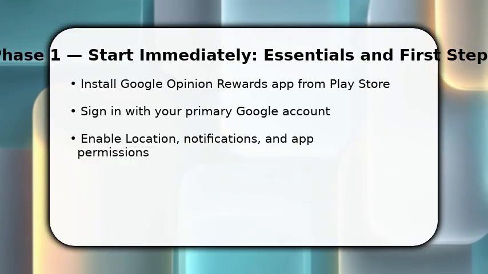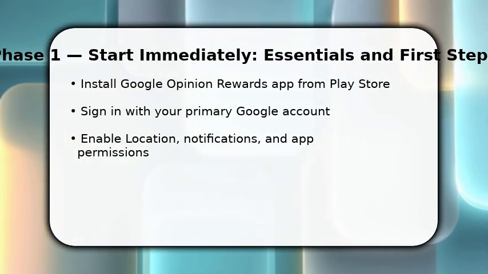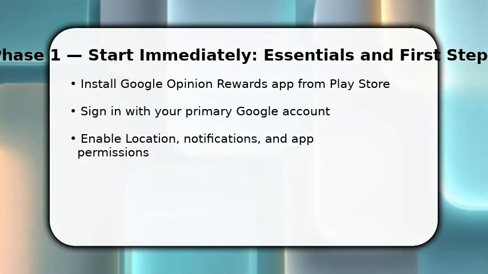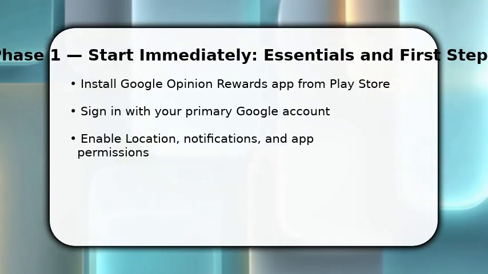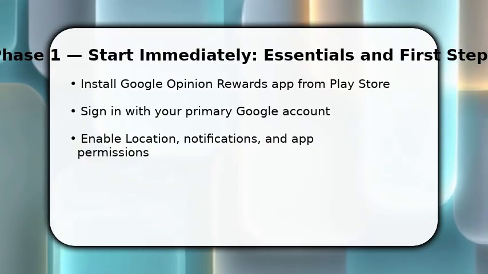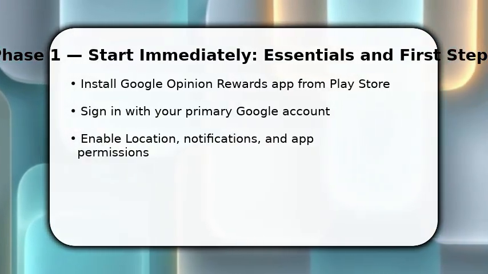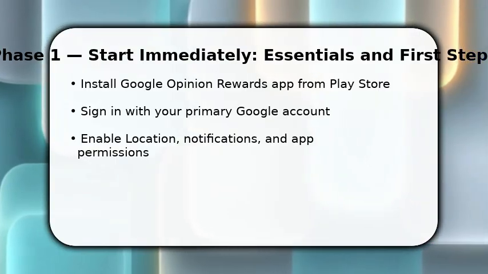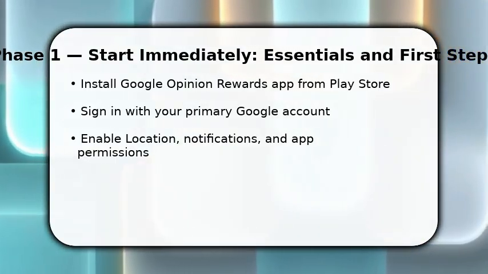You begin by ensuring the basics are active. Open the Google Opinion Rewards app and sign in with the Google account you use most. Once done, grant location and notification permissions so Google can detect survey opportunities near you. Make sure app-level location is set to high accuracy. Also confirm your Google account has a valid payment profile and age set correctly, because eligibility checks run automatically.